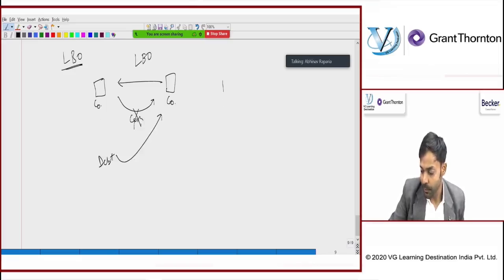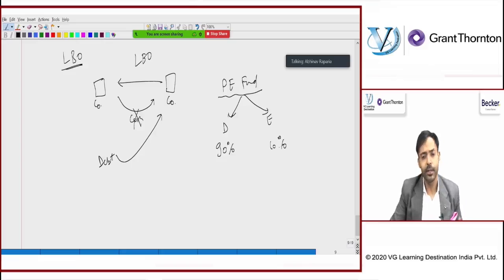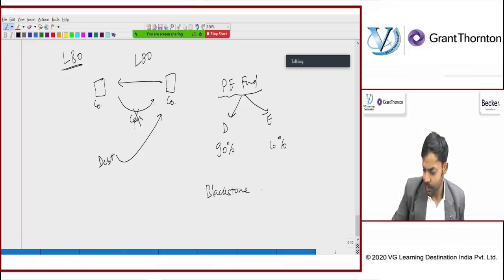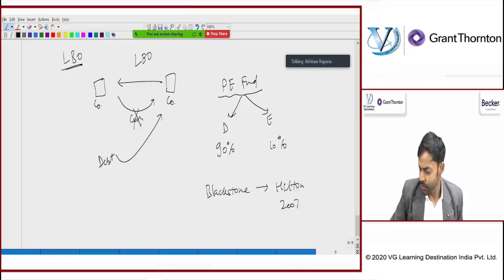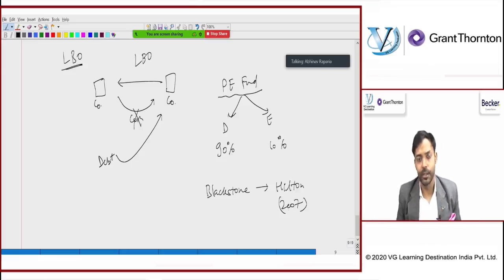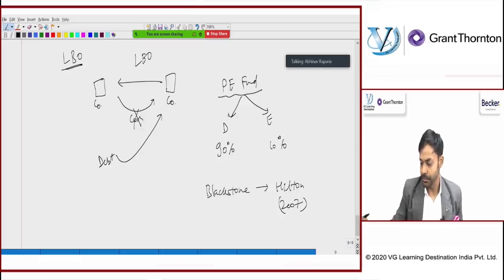It is generally used by the PE firms. Generally, the percentage is approximately debt is almost 90%, and equity is almost 10%. There are many deals which have happened there. I think Blackstone did with Hilton Hotels, I guess, somewhere around 2007 or 2008. So that's how you structure the deals. You don't pay out of your pockets. You raise the debt, and then you repay the target company.